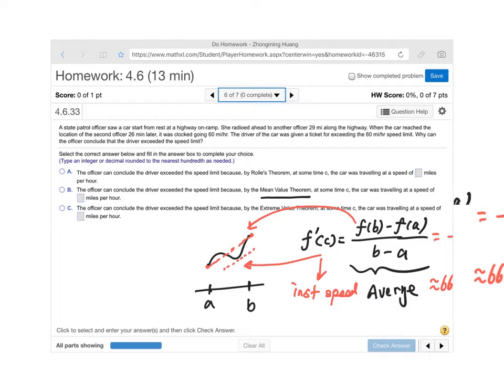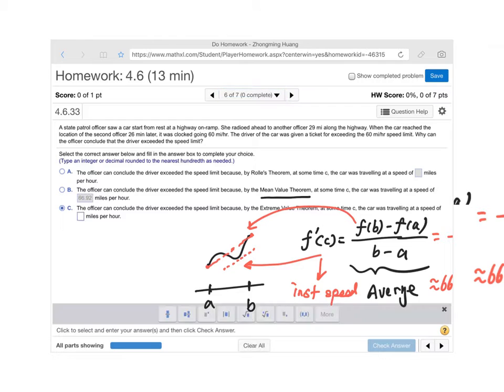Obviously, 66.92 is higher than 60, and according to the mean value theorem, there has to be some time in between A and B that the derivative is 66.92. So therefore we should pick that one. So that's it.